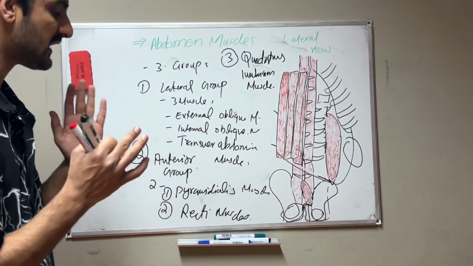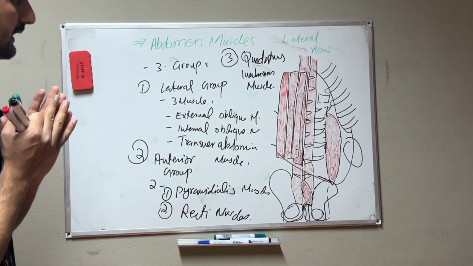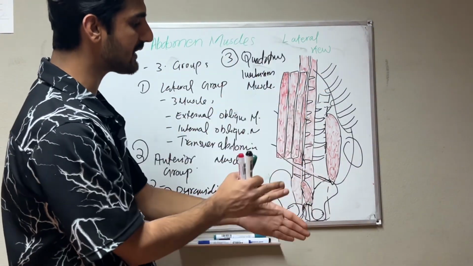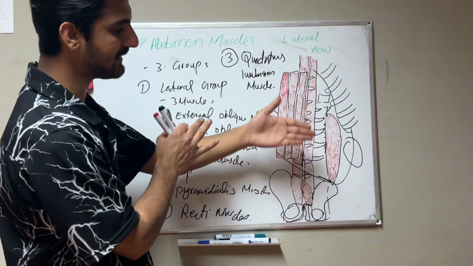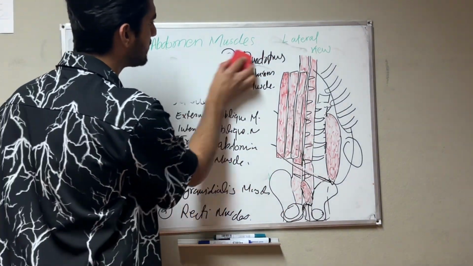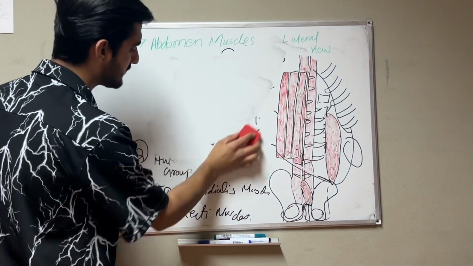If we talk about the muscles, this is the lateral view of the body. If we cut the body in the lateral view, then we can easily see the three groups of muscle. Now I am going to briefly discuss each muscle group and the origin and insertion of each.